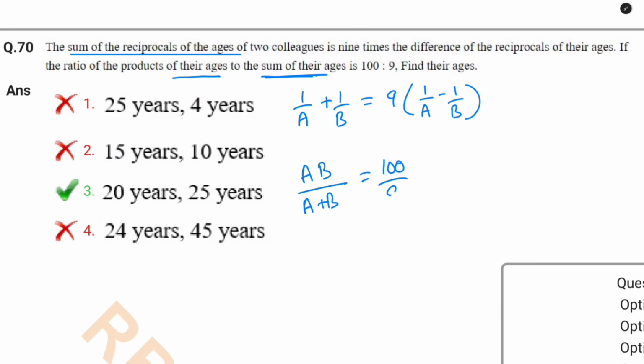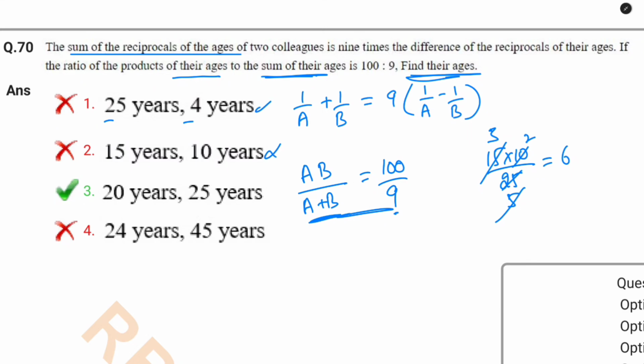So it will be 100 divided by 9. We have to find their ages. Simply solve this equation using the given options. So A into B, it will be 25 into 4 divided by A plus B, which means 29. So this is wrong because denominator can never be 9. Next option 2. It will be 15 into 10 divided by 15 plus 10, it will be 25. So here 5 table 3 times, this will be 5 times, this will be 2 times, it will be 6. So this is also wrong.